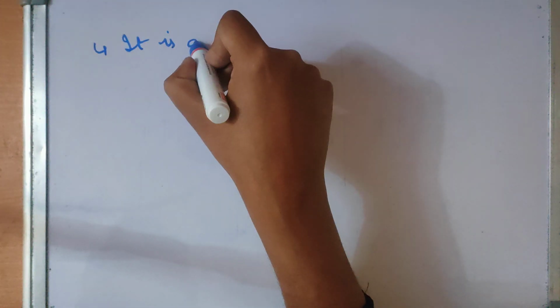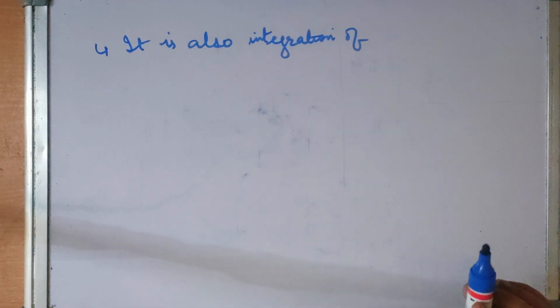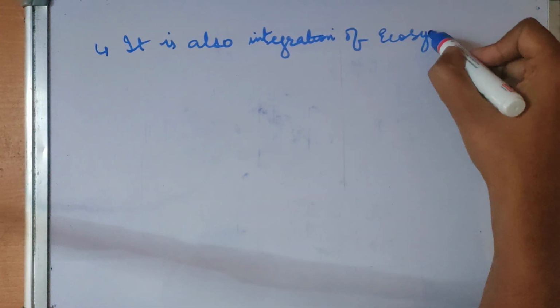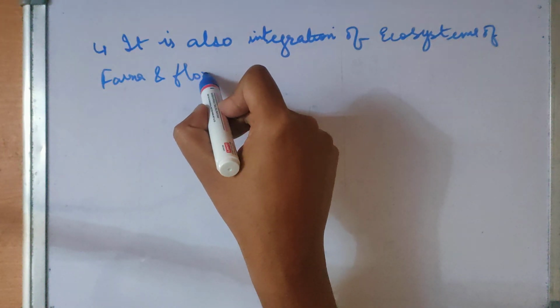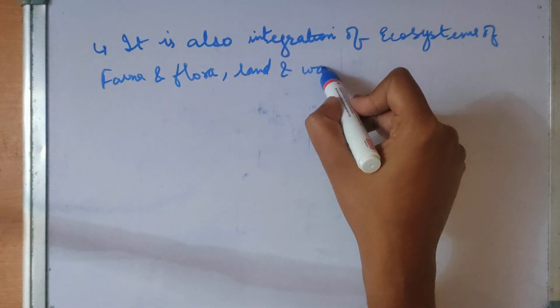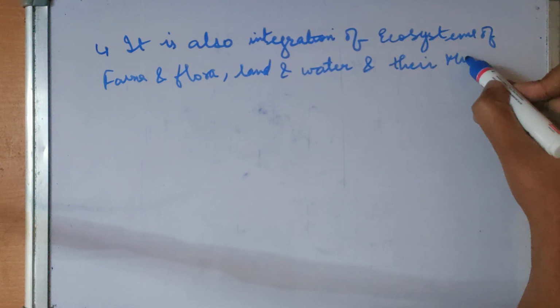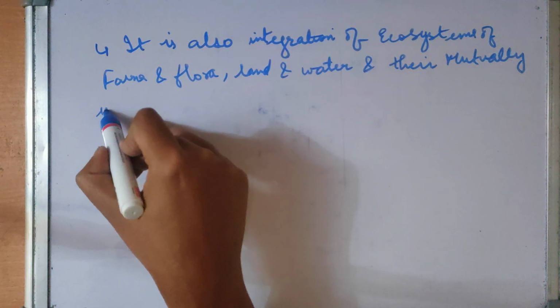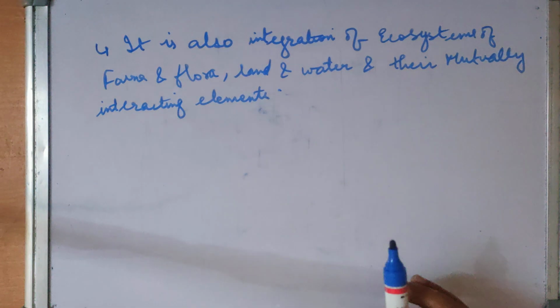In the next point you can write, it is also integration of ecosystems of fauna and flora, land and water, and their mutually interacting elements. So this is what watershed management is.